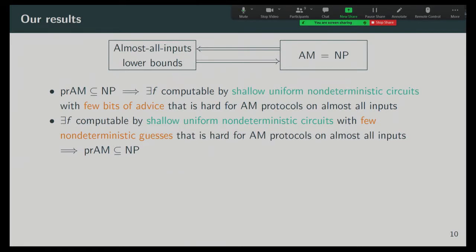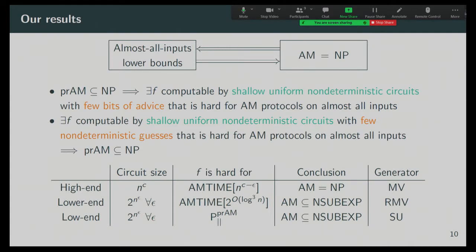And then in the hardness to de-randomization direction, we are able to extend this to a couple different settings using different generators, right? So this first one is using the MV generator, and it leads to a full de-randomization. But by using its recursive variant or the SU generator, we can push it to the lower end in the second case and to the absolute low end in the third case. But then hardness has to be against algorithms with oracle access to promise AM instead of just AM protocols. I can get back to this later if you have any specific questions.